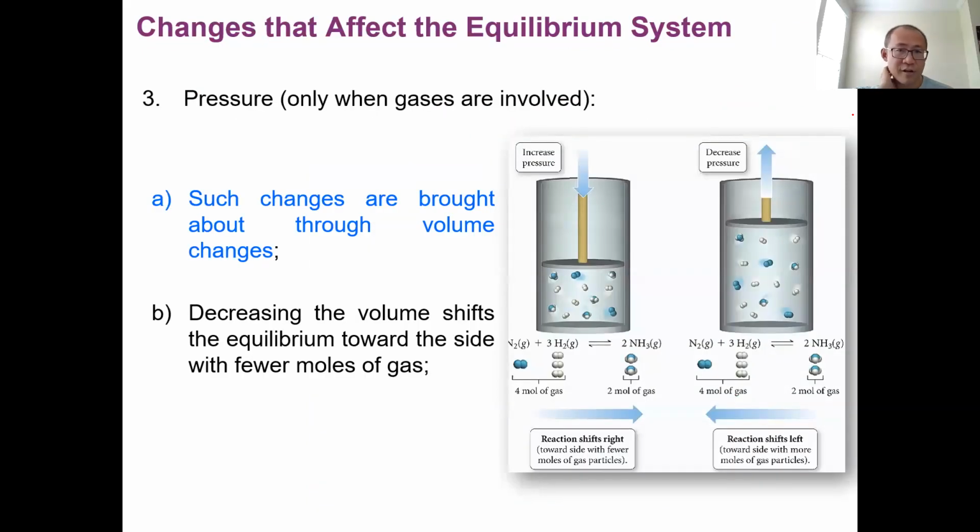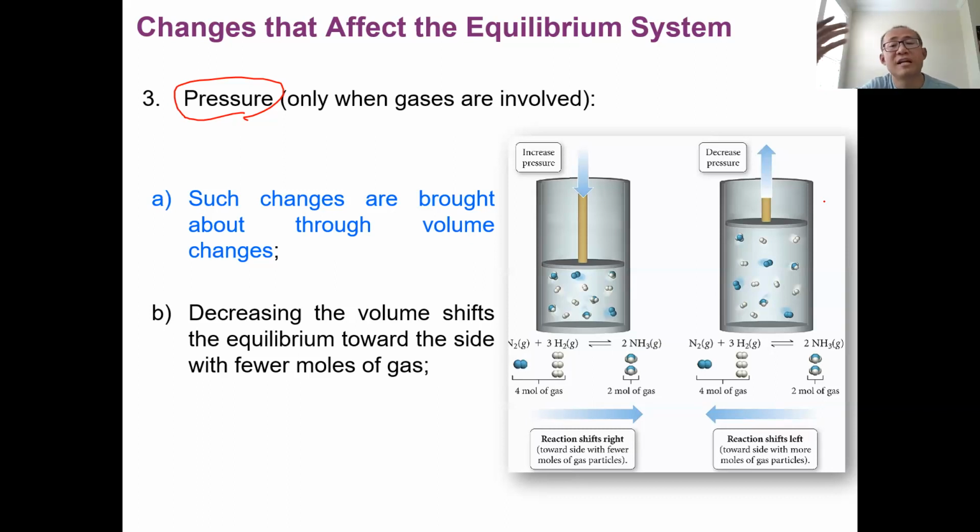Okay, the third effect is pressure. Of course, when you have pressure as a factor, it only applies when gas is involved, because only gas affects the concentration via pressure. And also, when gas is involved, the change of pressure is actually affecting the equilibrium via volume. You're changing pressure, but in fact, it is the volume that affects the equilibrium.